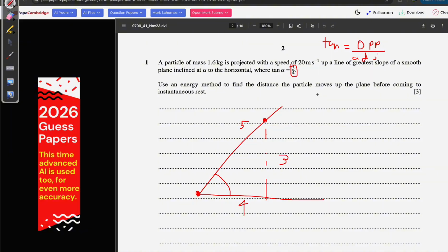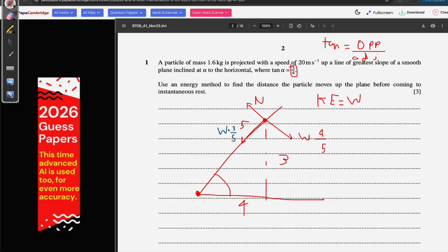Look, in the marking scheme, how do we solve this? Change in kinetic energy is equal to work, right? And the work here will be the force of, here we have normal, here we have W cosine, so W times cosine the angle, which would be 4 over 5. Then here we would have sine, which would be W times 3 over 5.